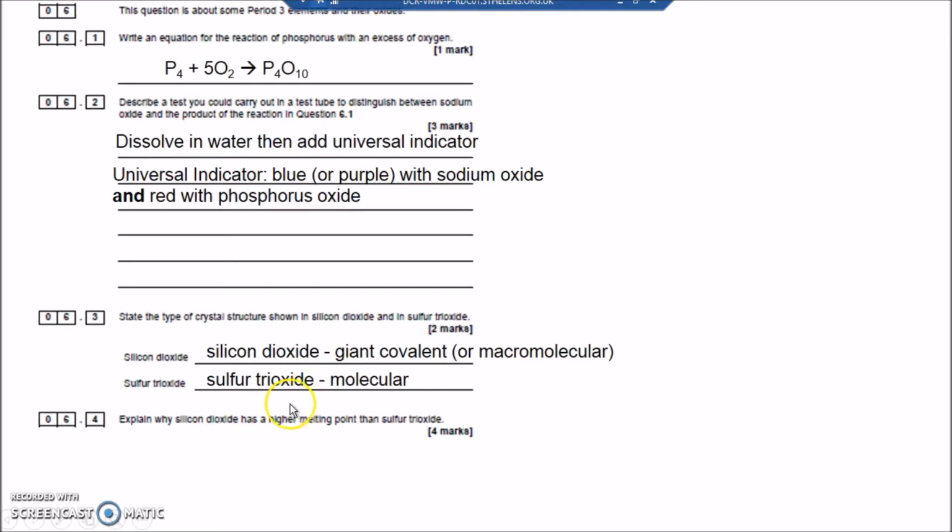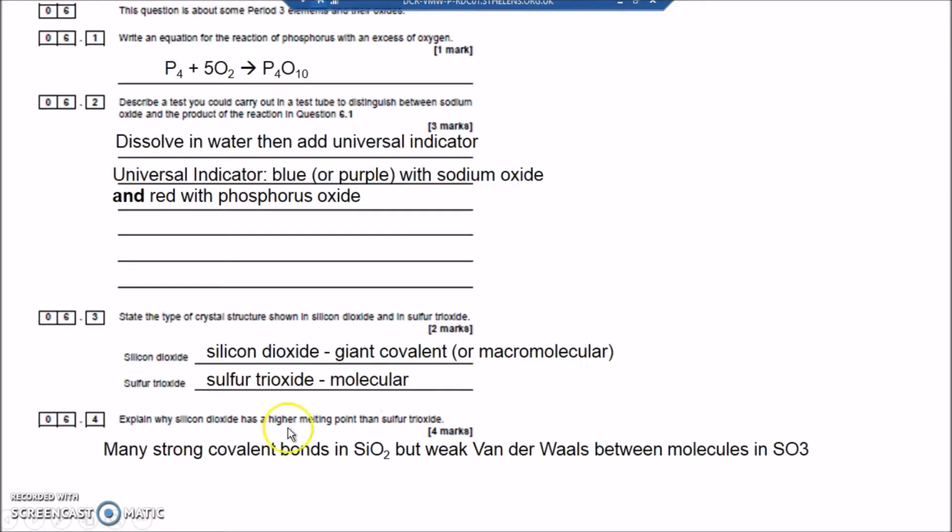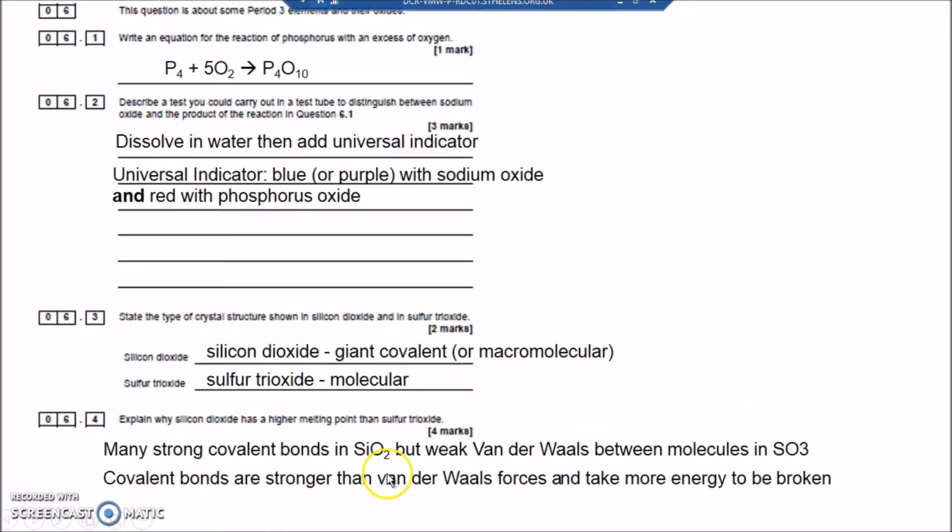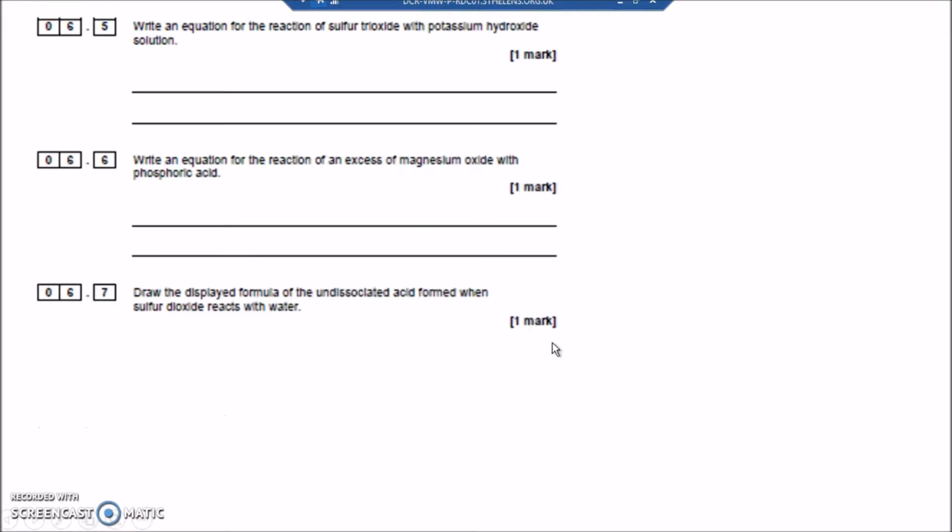Explain why silicon dioxide has a higher melting point than sulfur trioxide. I think I've already explained that. Many strong covalent bonds are in the structure of SiO2, held in a large giant covalent structure or macromolecular structure, so covalent bonds between all of the atoms, weak van der Waals bonds between the molecules in SO3, and therefore the covalent bonds are stronger than van der Waals bonds, more energy to break them.